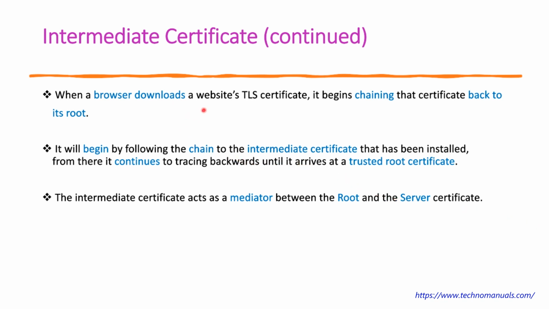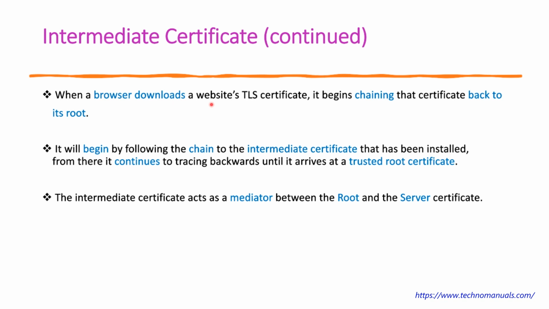When a browser downloads a website's TLS certificate, it begins chaining that certificate back to its root. It begins by following the chain to the intermediate certificate that has been installed. From there, it continues tracing backwards until it arrives at a trusted root certificate. We have seen that the certificate downloaded by the browser, presented by this website's server, is a server certificate that traces back to the root.